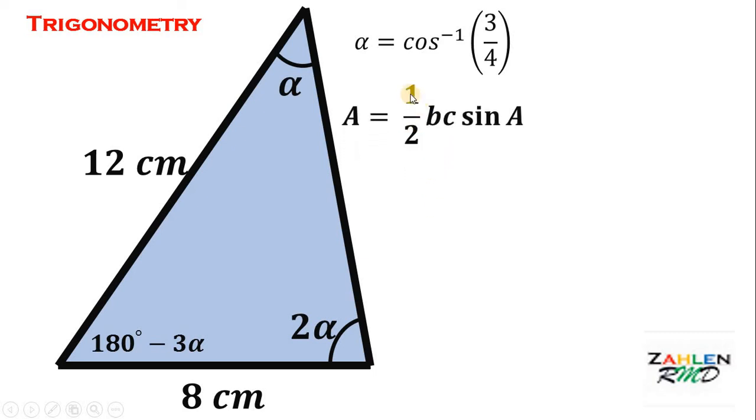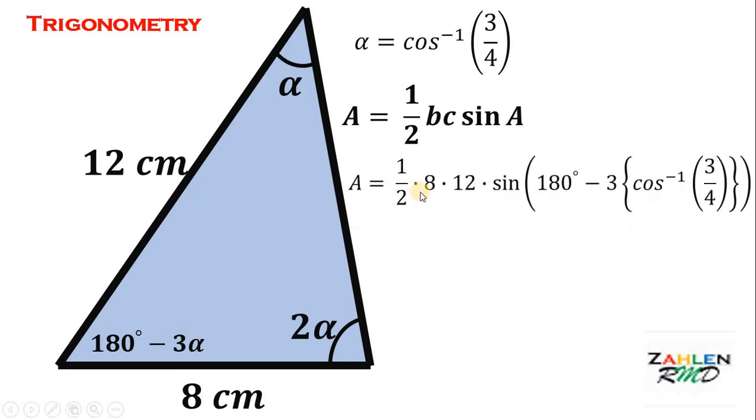Using this formula, we have 1/2 times b times c times sine of angle A, or the included angle of side b and side c. In our given, side b represents 8 centimeters, side c represents 12 centimeters, and angle A represents 180 minus 3 times alpha. Take note that alpha must be equal to arc cosine of 3 over 4. Now, substitute all the given values and we have 1/2 times 8 times 12 times sine of 180 minus 3 multiplied by the arc cosine of 3 over 4.